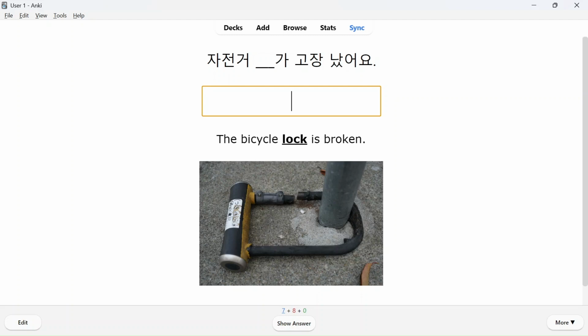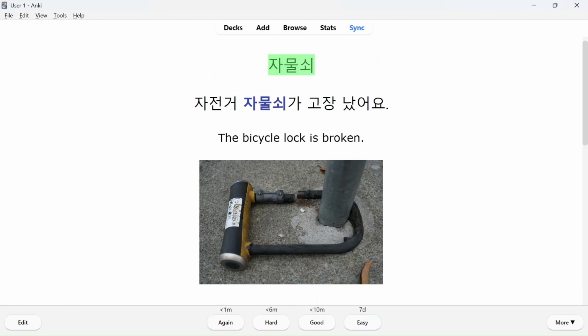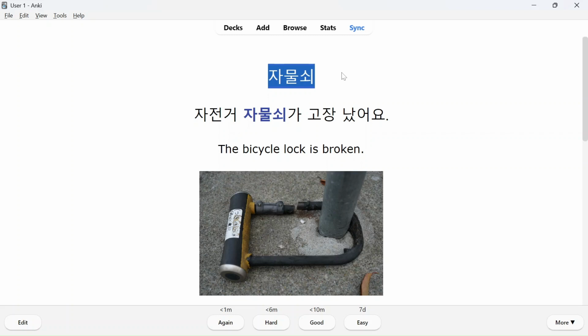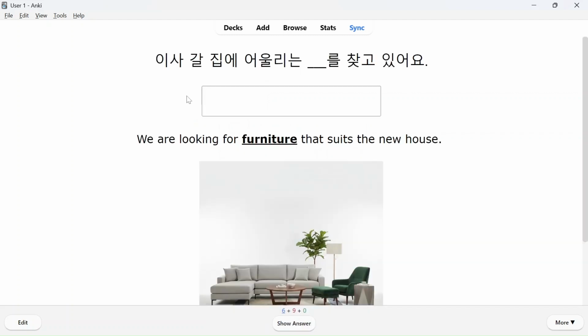So, lock in Korean. Let's see what happens if I enter the correct answer. 자전거 자물쇠가 고장났어요. 자물쇠. Great. So if I answer with the correct answer, Anki shows it to me in green. This means that I entered the correct answer. So Anki gives you immediate feedback. So this is really a good additional feature for those that want to practice their typing or those that want to practice their spelling. However, what happens if I do not know the correct answer?